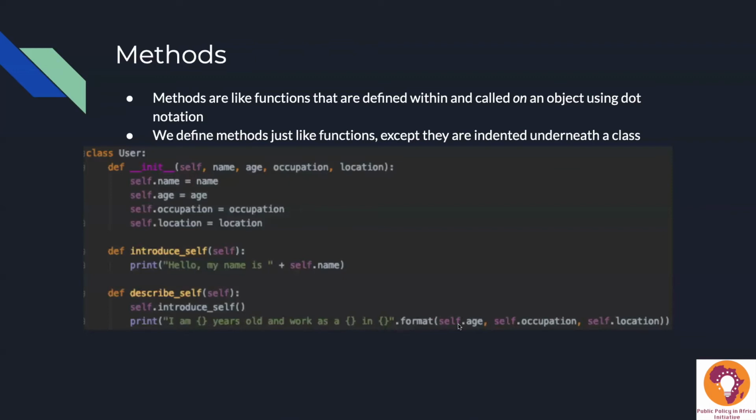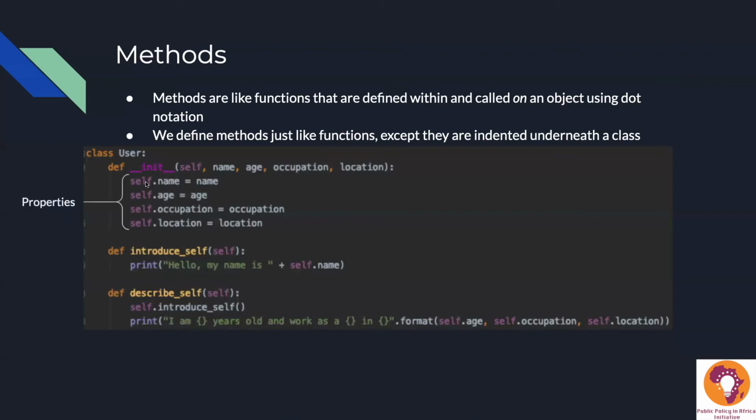So I'm formatting an age for this first set of squiggly brackets here, and then occupation for the second set of squiggly brackets, and location for the third set of brackets here. So say that the object's age is 10, their occupation is programmer, and they live in Colorado, then it would say, I am 10 years old and work as a programmer in Colorado. And we'll see that here in a second.